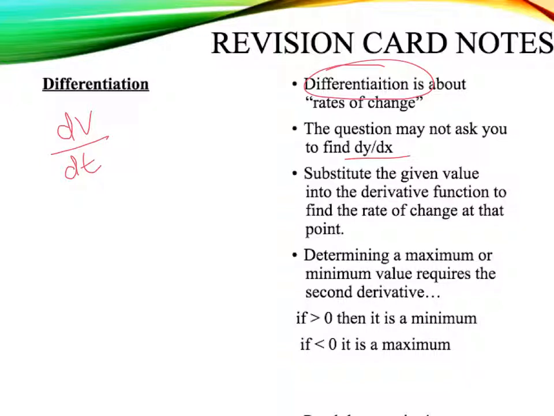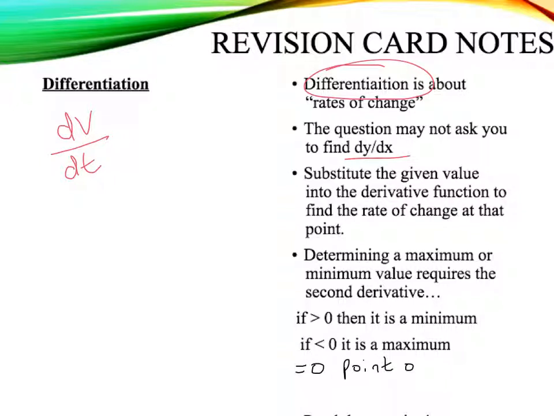When we're doing this type of question, it says substitute the given value into the derivative function to find the rate of change at that point. That's no different to finding the gradient at a particular point using your gradient function. And determining max or min requires the second derivative test. So if it's greater than 0, it's a minimum, and less than 0, it's a maximum on these types of questions. If it did equal 0, then it would be a point of inflection.